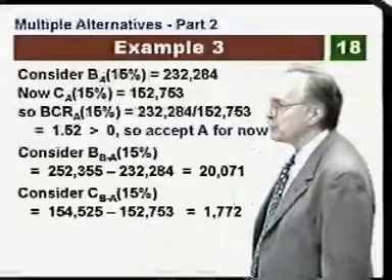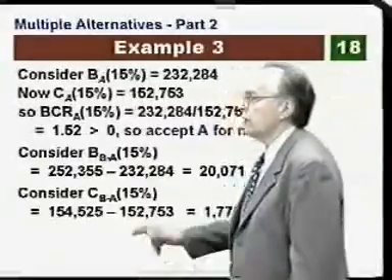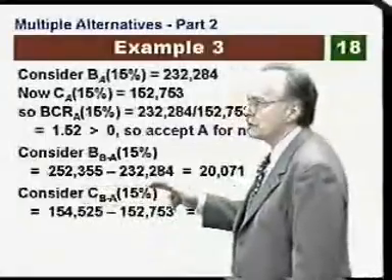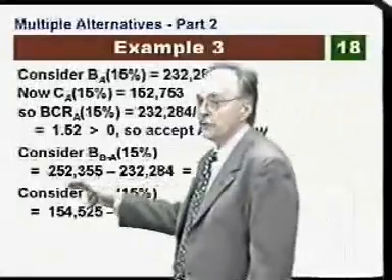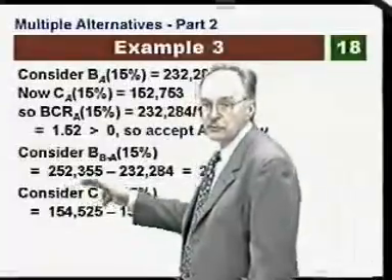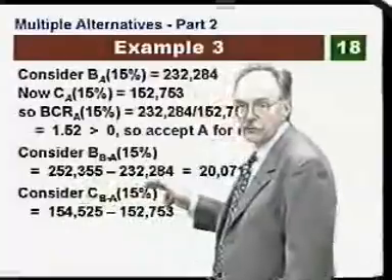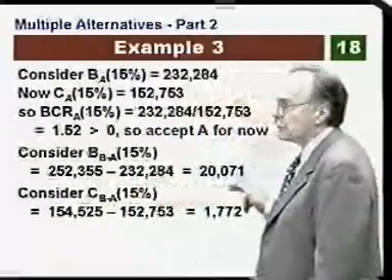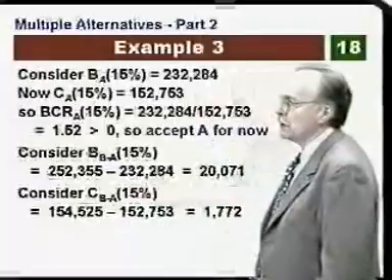Next, we'll consider the difference between B and A. So we have to look at the present worth of the difference in benefits. Present worth of the benefits for B are $252,355. We subtract from that the present worth of the benefits for A. That leaves a difference of $20,071.